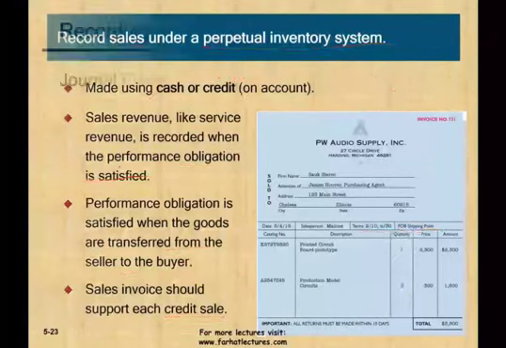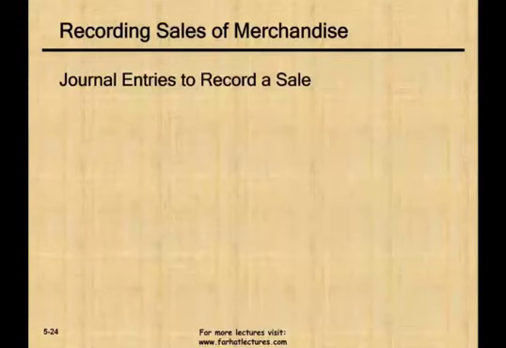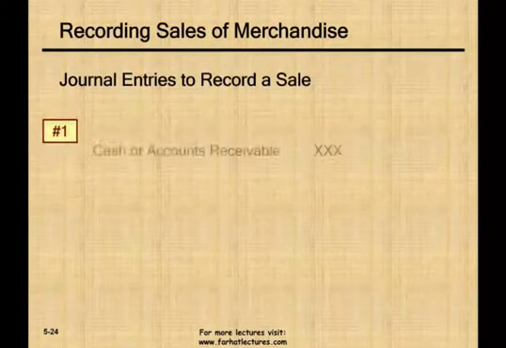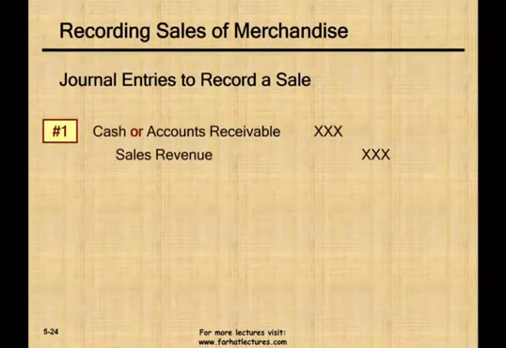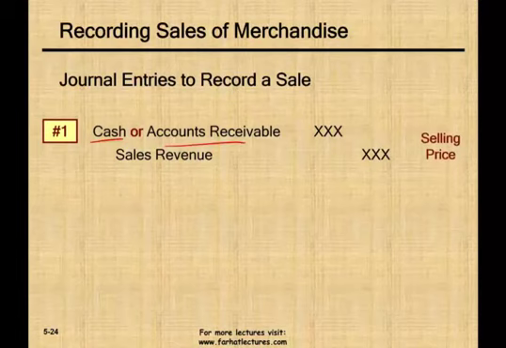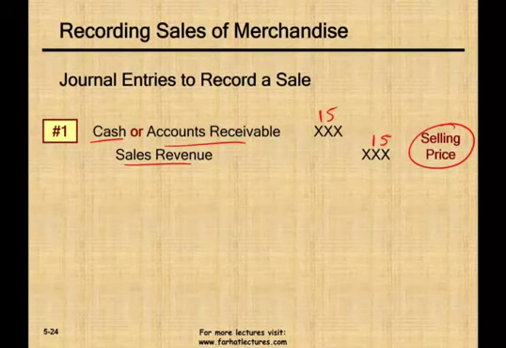Now, when we sell using a perpetual inventory system, we have 2 entries to make. First, we have to make the sale. So when we sell, we either debit cash or debit accounts receivable and credit sales revenue for the selling price, whatever we sold the item for. If you remember, let's assume we sold the calculator for $15. That's what we do. We're not done yet.